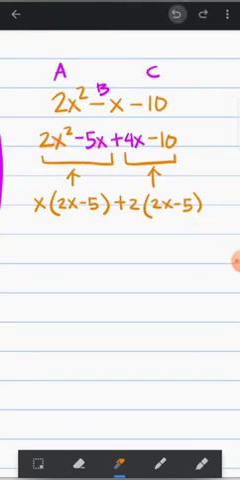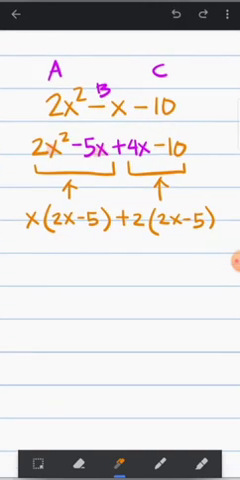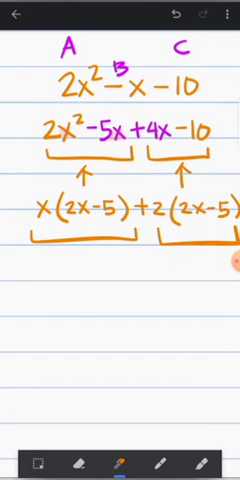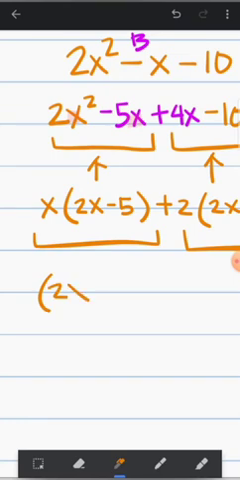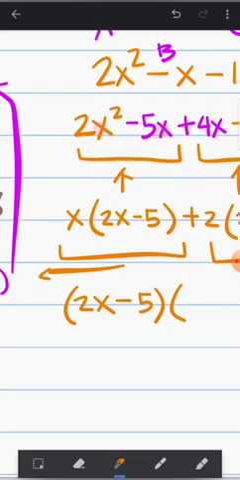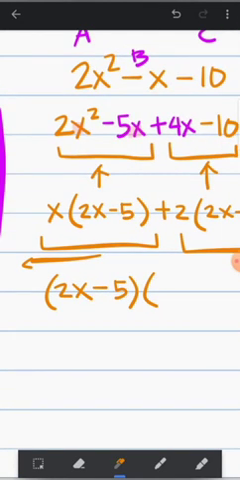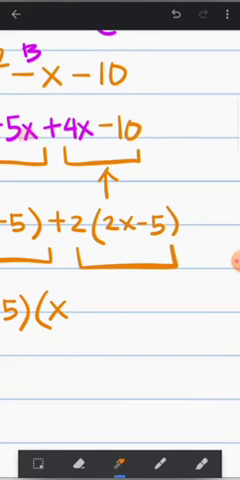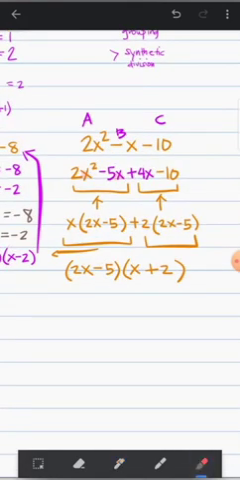So now, again, factor out what's common. The common in these two terms, so this is only one term and then one term, is 2x minus 5. So if I pull out 2x minus 5 from this term, I'm going to be left with x, so the remaining will be only x. And for this term, the remaining is just 2. So now we've got the factors, which are 2x minus 5 and x plus 2.